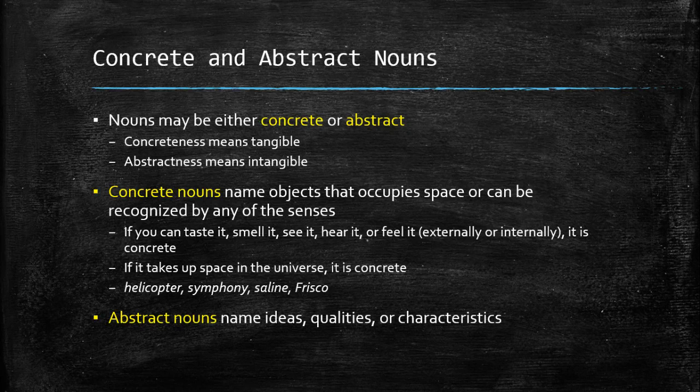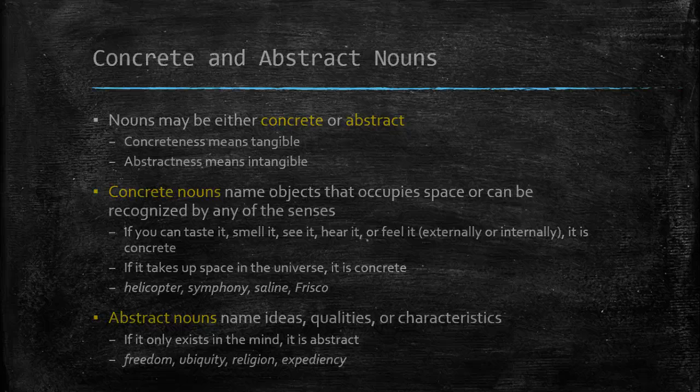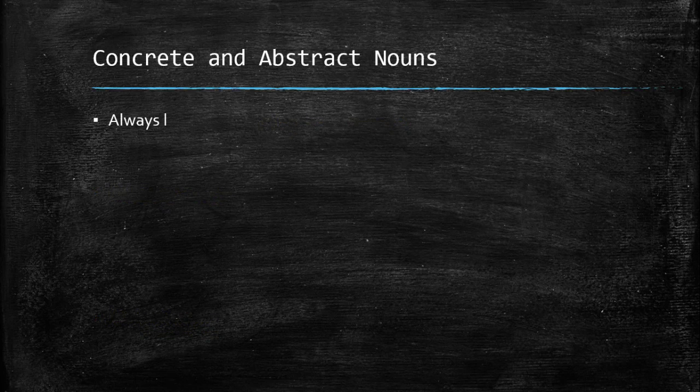Counter to that, we have abstract nouns. Abstract nouns are all of the things that concrete nouns are not. They name ideas, qualities, or characteristics, things that don't take up space in the universe. So if it only exists in the mind, then it's considered an abstract noun. Things like freedom, ubiquity, religion, expediency. None of these are things that we can actually perceive with the senses, but they're still stuff, and so they're abstract nouns.